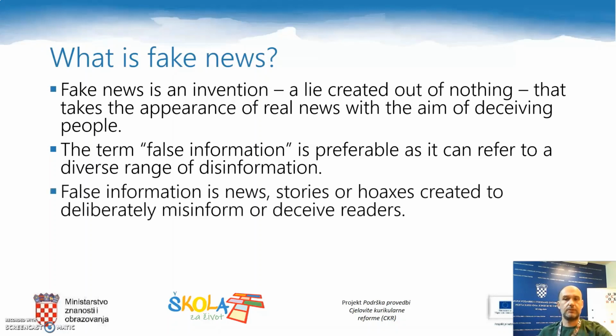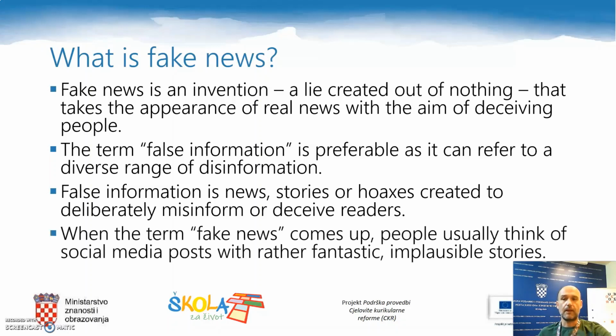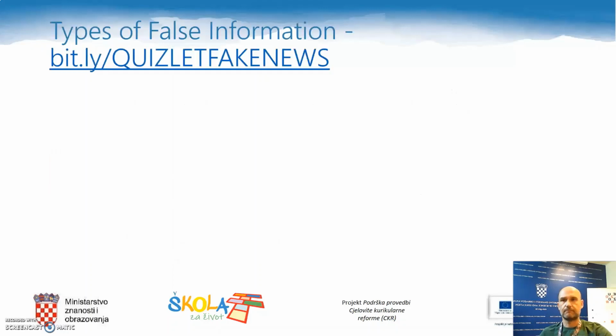So what is false information? It is news, stories, or hoaxes created to deliberately misinform or deceive readers. So somebody is trying to mislead you on purpose. When the term fake news comes up, people usually think of social media posts with rather fantastic and implausible stories, and that is why the term false information is preferable today.